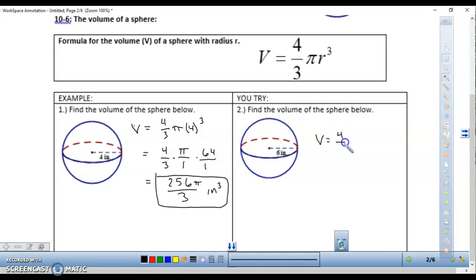Again, the formula for the volume of a sphere is 4/3 times pi times the radius cubed. And I went ahead and put everything over 1 and just created fractions to make the math a little easier. So on top I have 4 times pi times 6 to the third power, which is 216, divided by 3. Then 4 times 216 gives me 864 pi over 3.